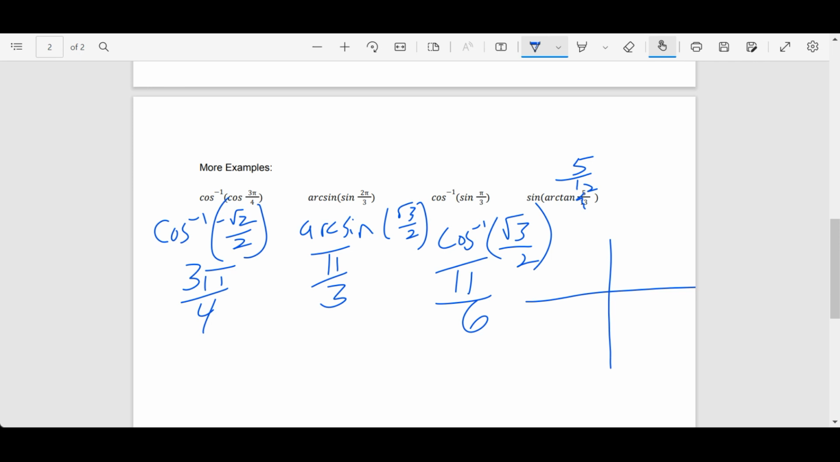5 over 12. So remember, tangent's opposite over adjacent. So opposite's going to be 5, adjacent's going to be 12. And if you use Pythagorean theorem, you're going to find that to be 13. Or if you know that, remember, your 5, 12, 13 is one of your right triangles, that works as well. So sine, what's sine? Opposite over hypotenuse. So your answer would just be 5 over 13.